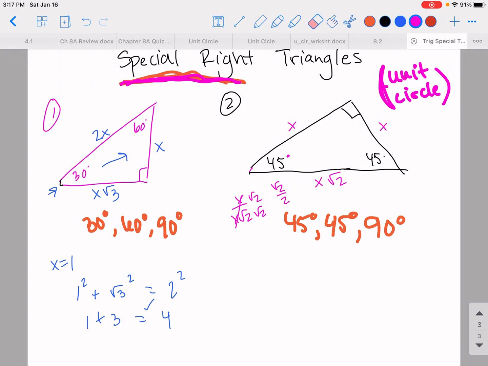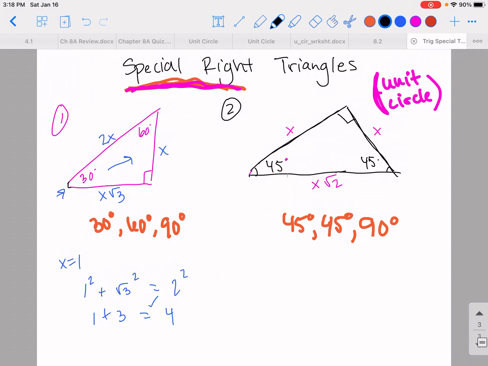That's where those ratios came from: labeling the side across from the 45 as a generic x, and then your hypotenuse is x times square root of 2. When your angles are congruent, then your legs are equal to each other. So A and B are always equal to each other, and your hypotenuse is your legs multiplied by square root of 2. Okay, let's go ahead and practice now, finding some missing sides and angles with these special right triangles.